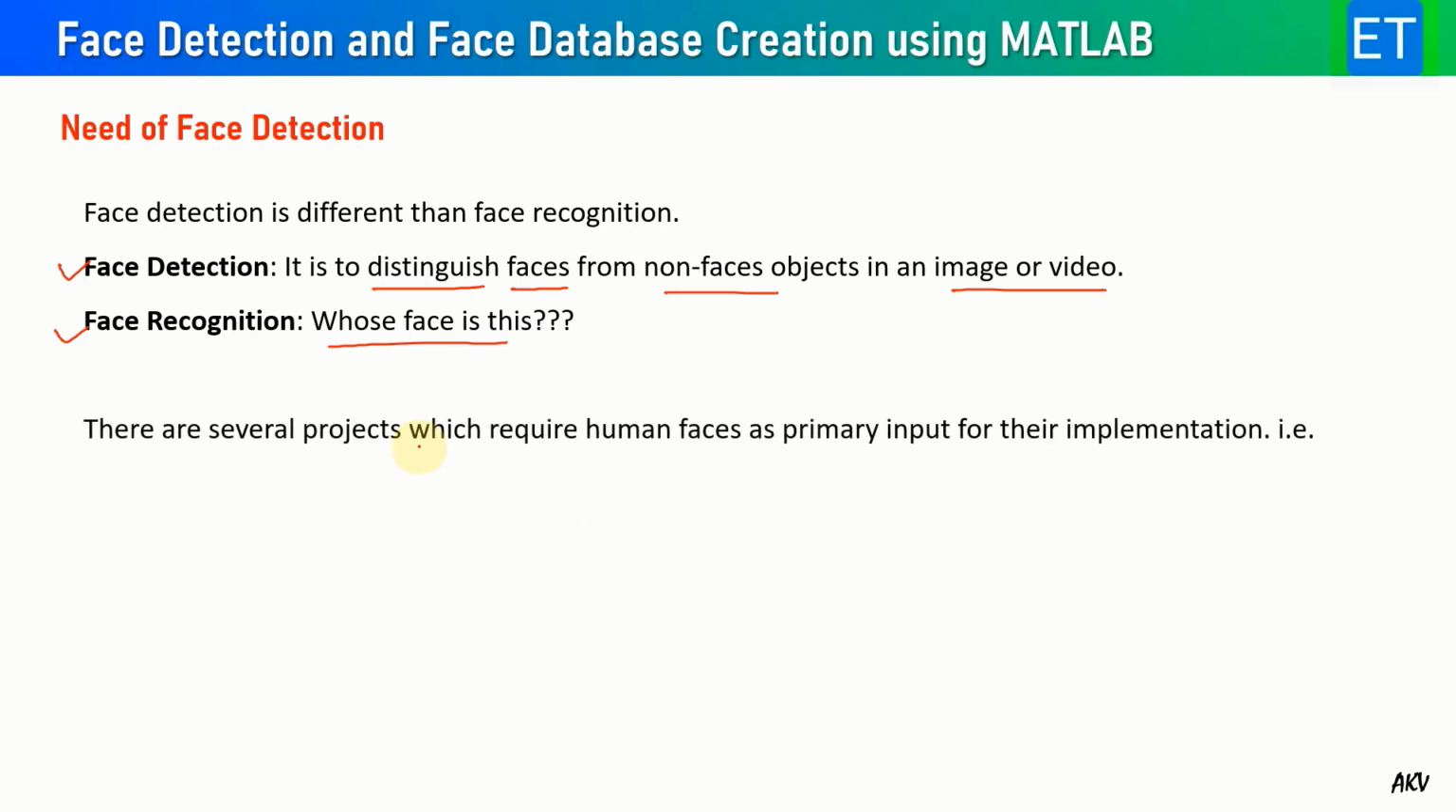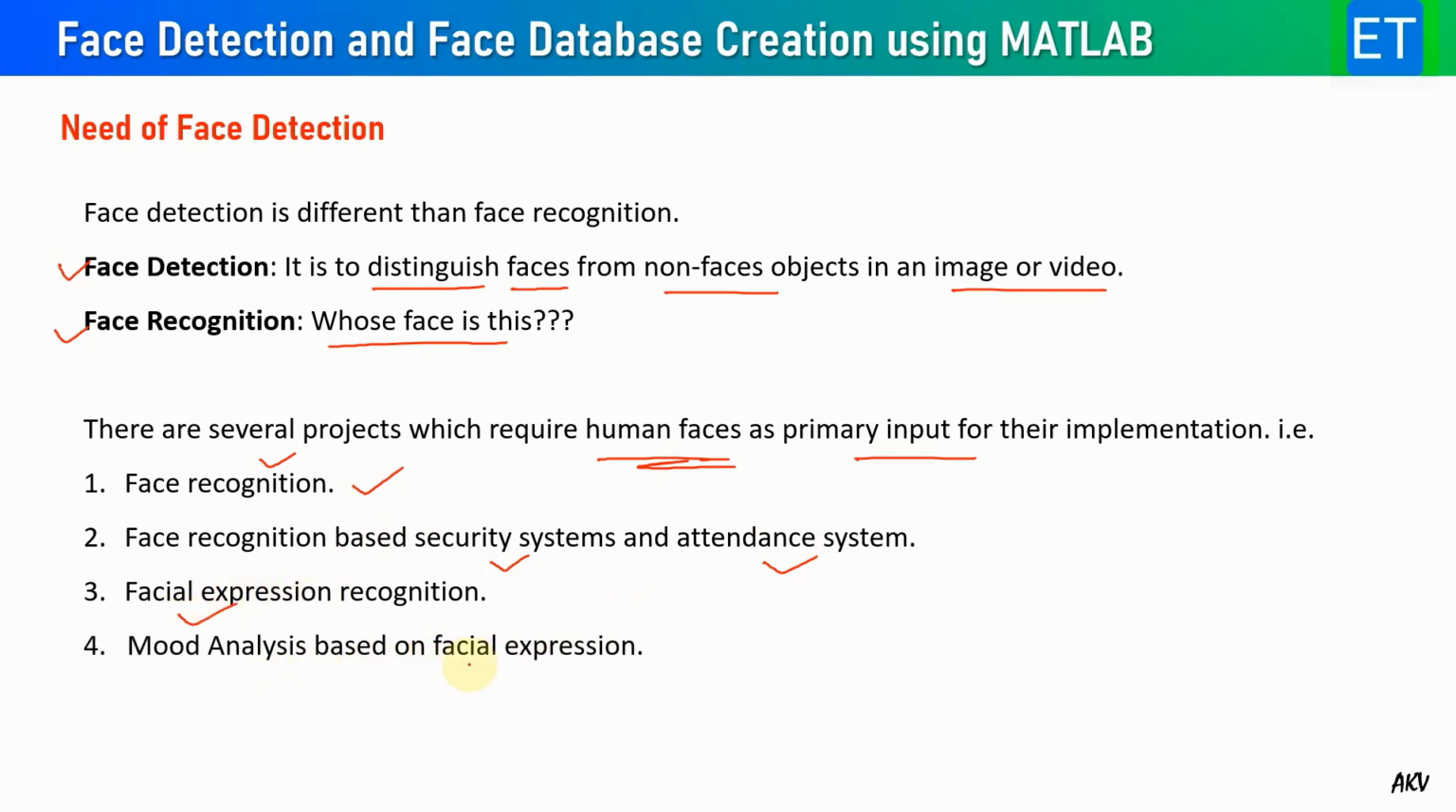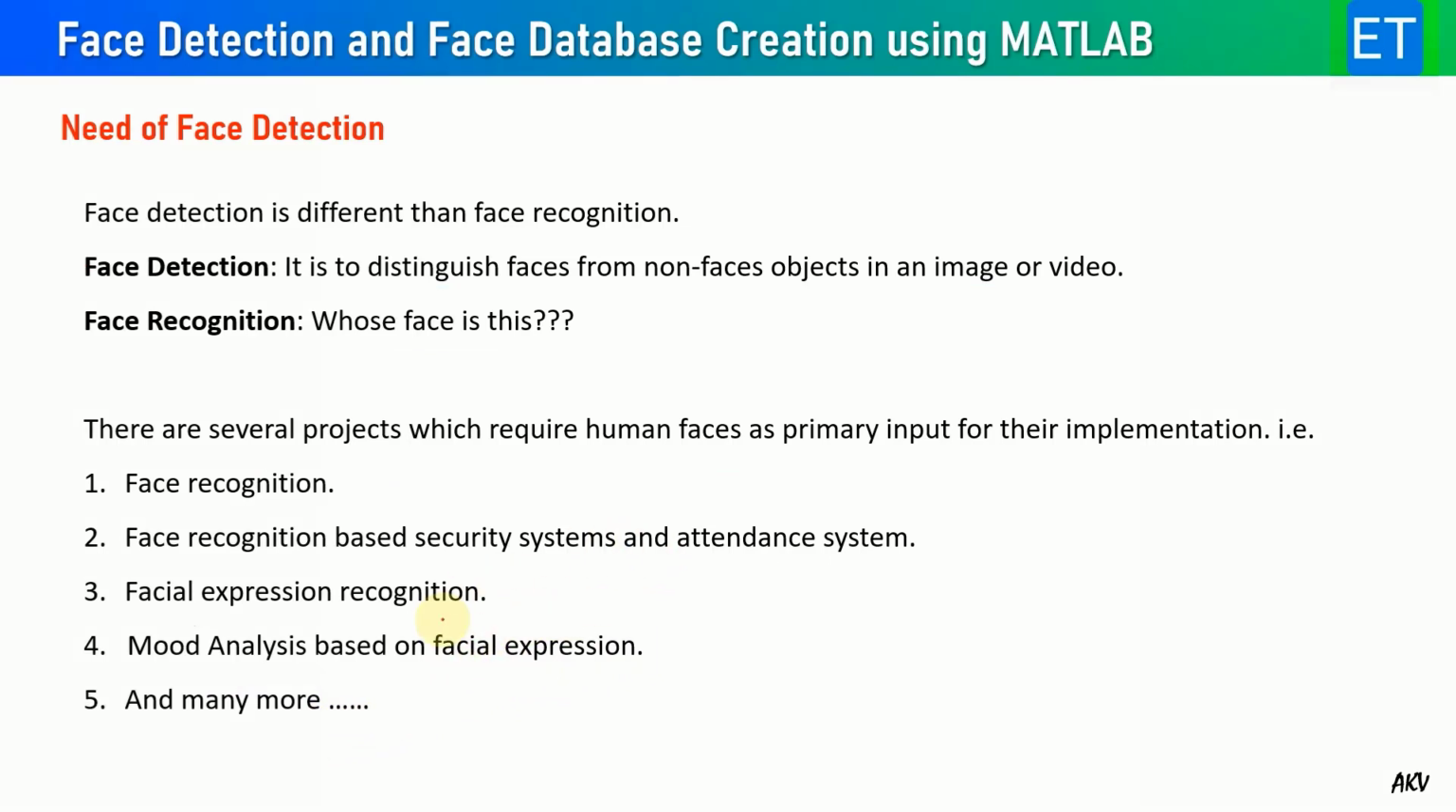Now let's see what's the need. Actually, there are several projects which require human faces as a primary input for their implementation, such as face recognition and face recognition based security systems, attendance systems, and you can recognize the facial expressions also, and on the basis of the facial expression you can do the mood analysis. And there are many such applications or projects that you can implement where human faces are required as a primary input.